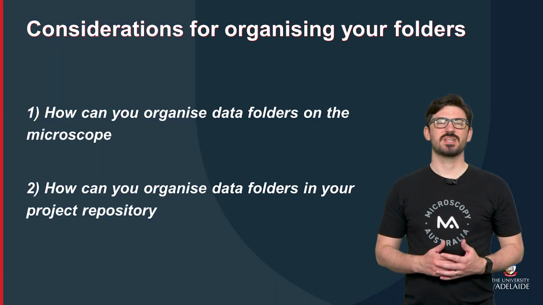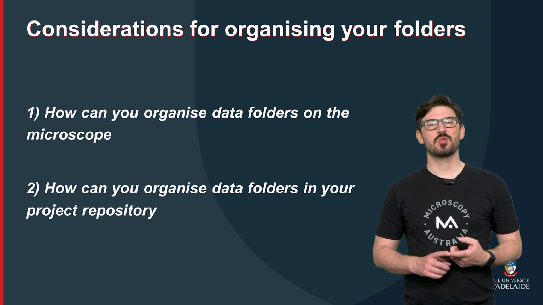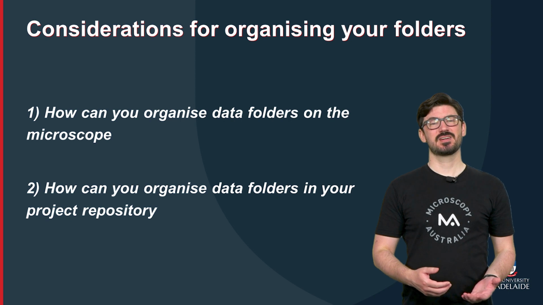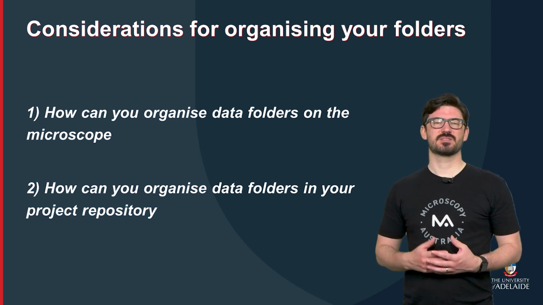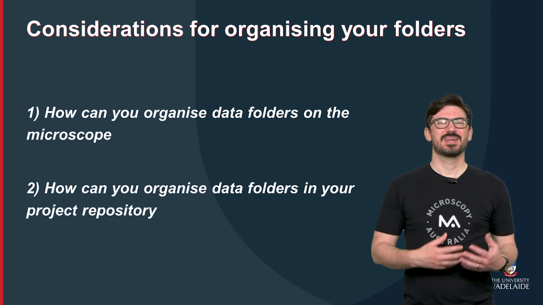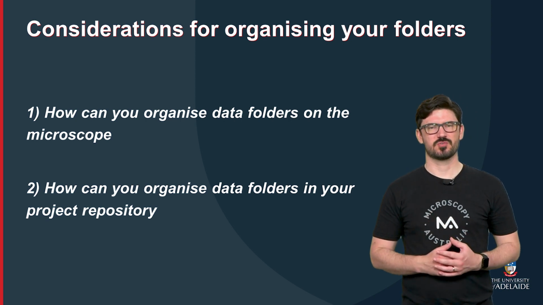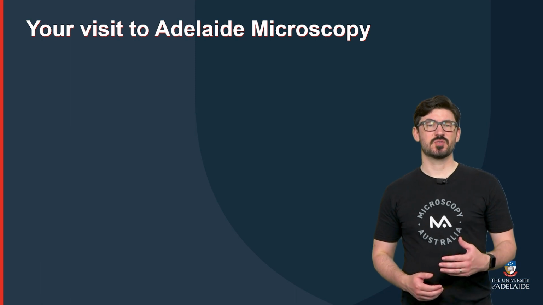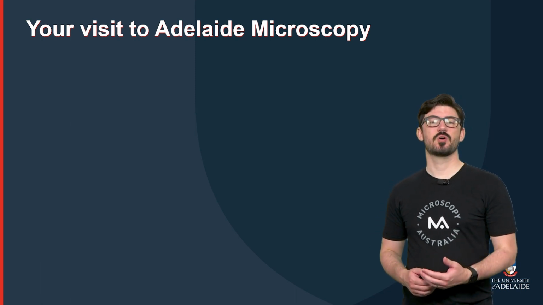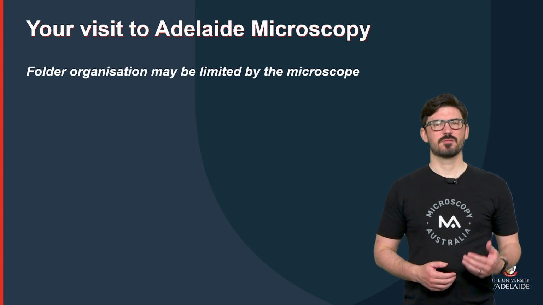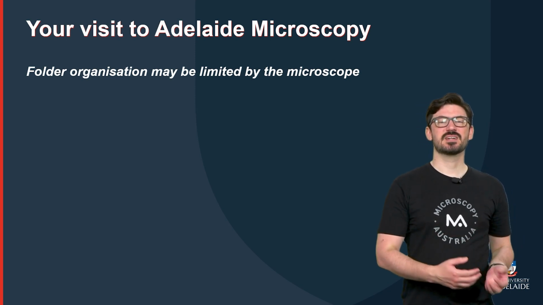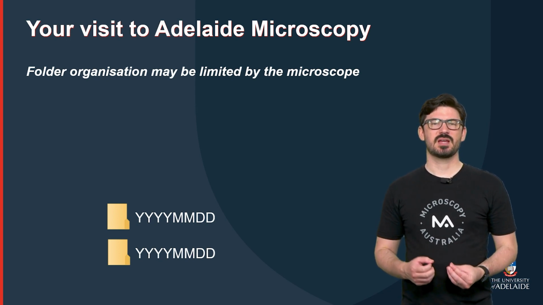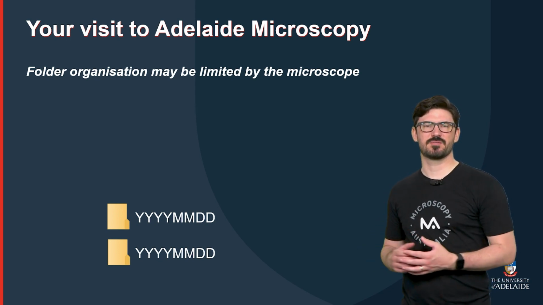So there are a couple of things you need to consider. One is how you can organize folders on the microscope, in other words, when you generate your data, and two, how you can organize folders thereafter, for example, in a lab or research project repository. Regarding one and your visit to Adelaide Microscopy, the organization of folders at the microscope often is determined by the microscope manufacturer. For example, whether the saving of data is limited to year, month, day folders. And so just to be aware, you may need to work initially within that framework.